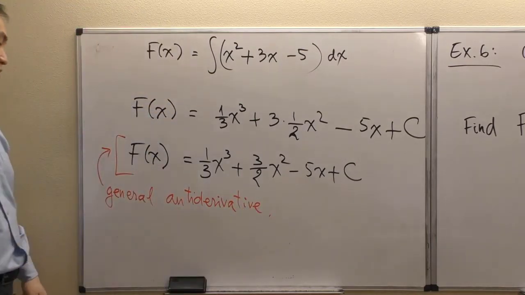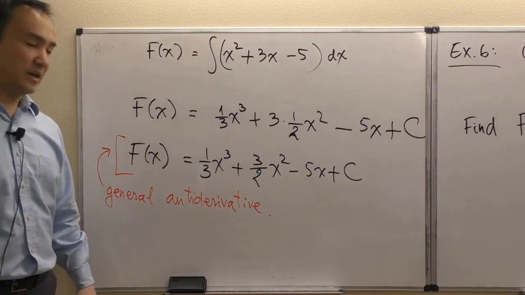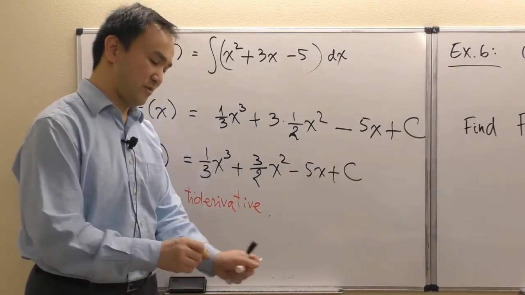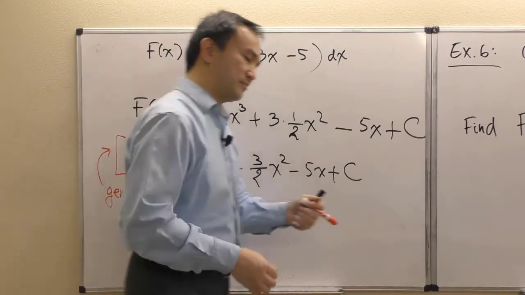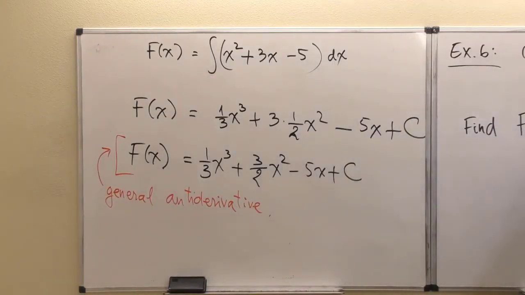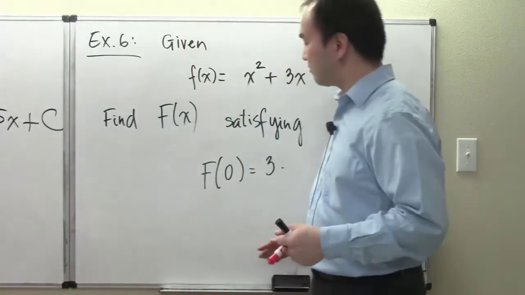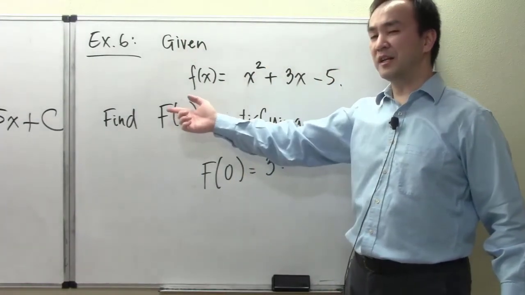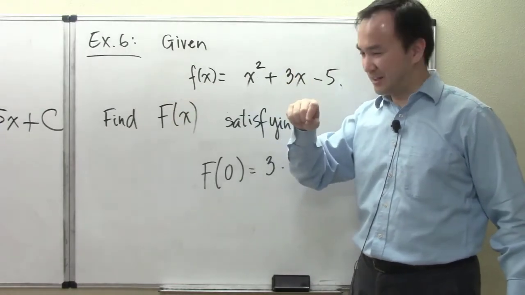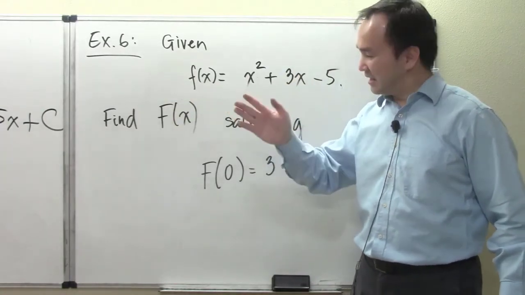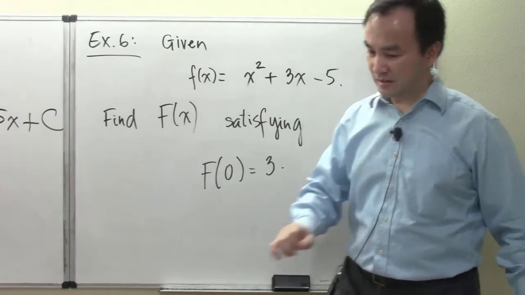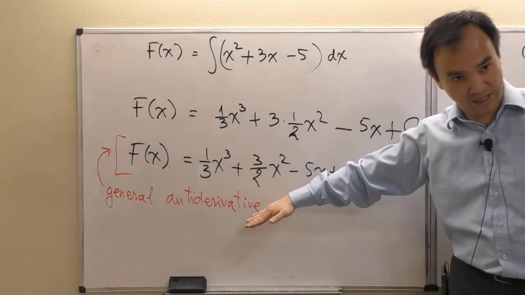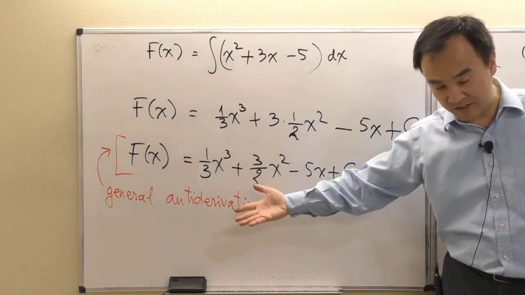That's only the general antiderivative, and we are stuck with this constant c right here. So let's look at our further requirements of this problem. Recall from my earlier explanation that a general antiderivative really represents an entire family of antiderivatives. There are many members in that family.